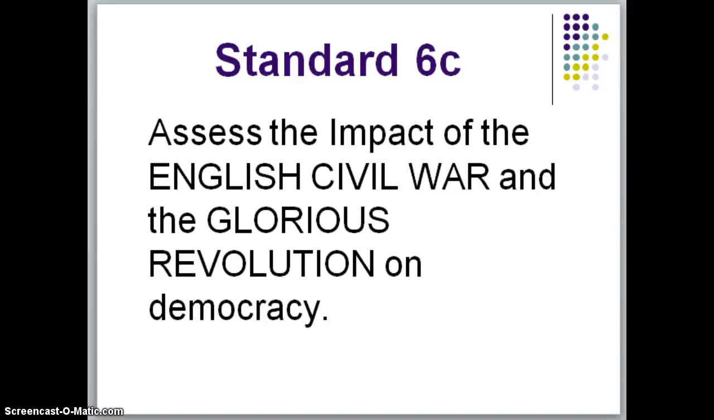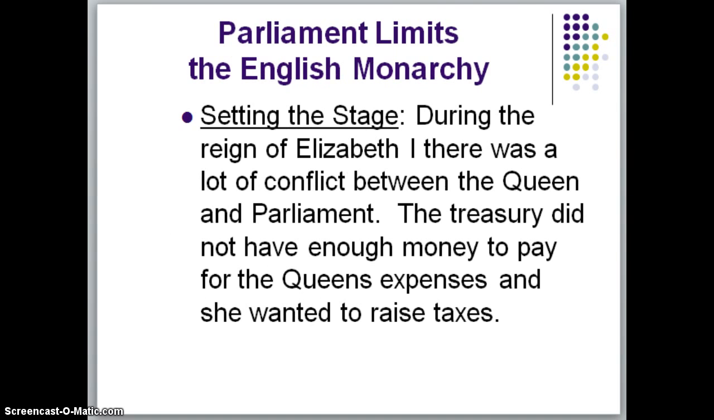All right, standard 6C. You're going to be able to assess the impact of the English Civil War and the Glorious Revolution on democracy. So, Parliament limits the English monarchy. What is a parliament? Parliament is a body of representatives that makes laws for a nation. And in this case, it is England.